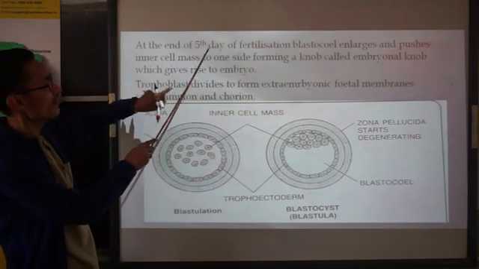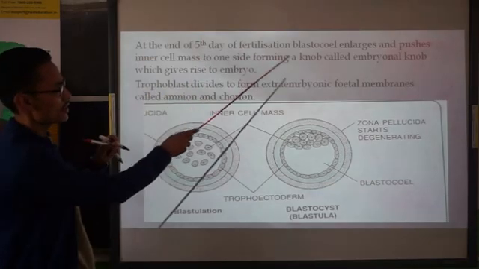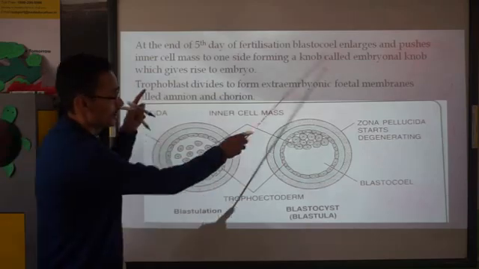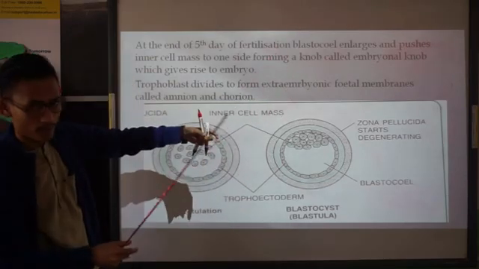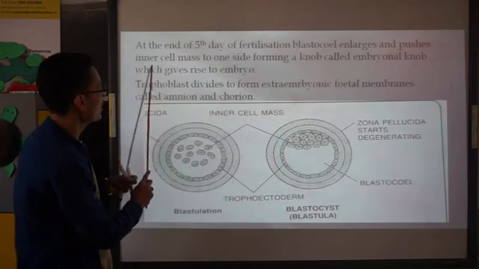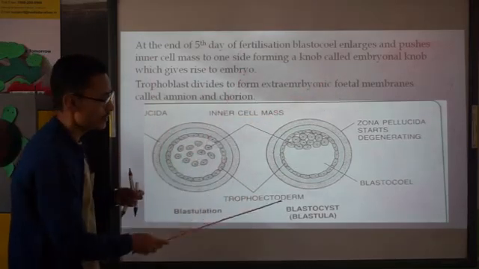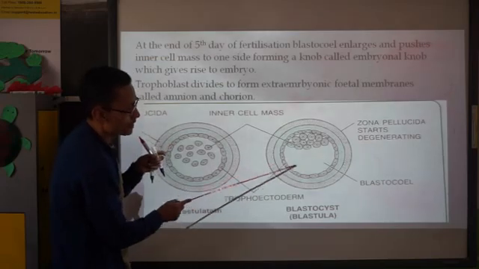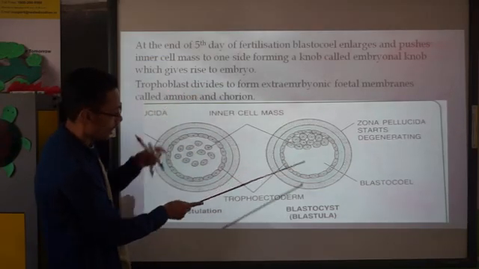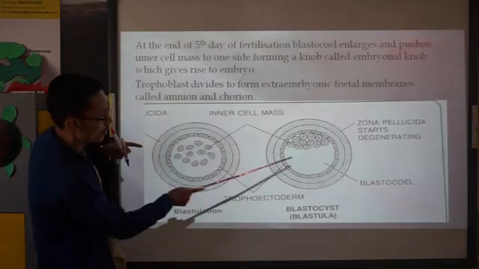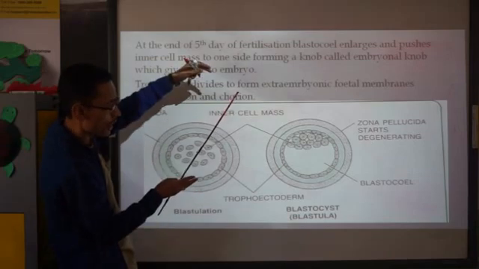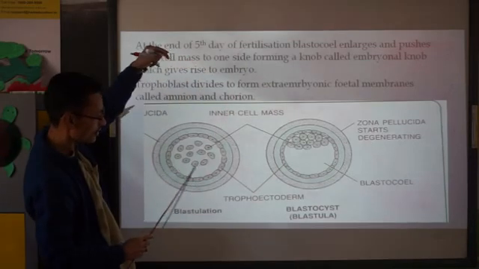Okay, so look over here. At the end of the 5th day of fertilization, the blastocoele enlarges. That means this cavity, the blastocoele which was formed, now starts enlarging in size. Due to the enlargement of the blastocoele, it will push the inner cell mass to one side. You can see over here, this is the inner cell mass which has been moved to one side. Clear? In fact it was in the center.